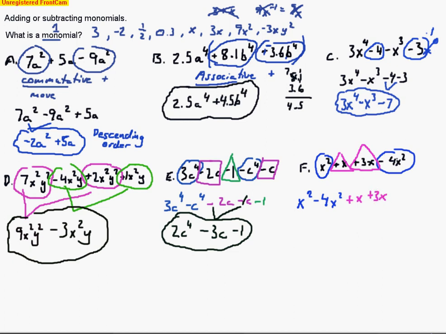And then I grouped them together already, so let's go ahead and combine. Here I have 1x squared minus 4x squared. They're opposite signs, so I subtract: negative 3x squared. Over here, they're the same sign, so I'm going to end up having to add. It makes a positive 4x. And there is the answer.